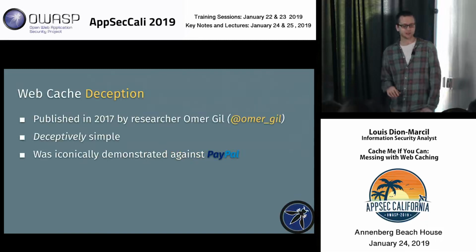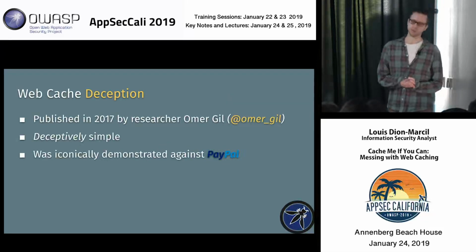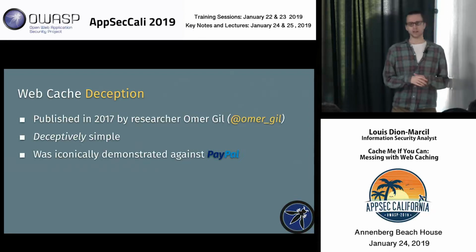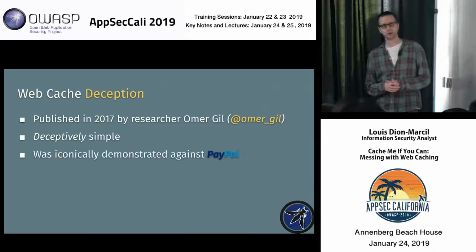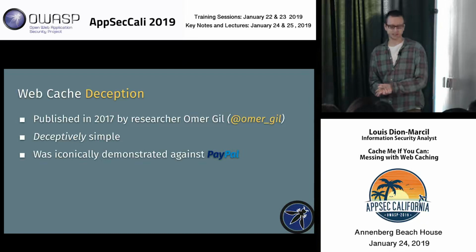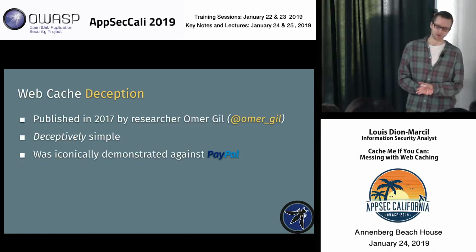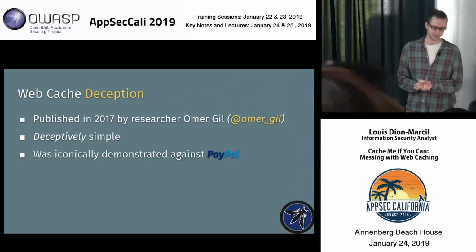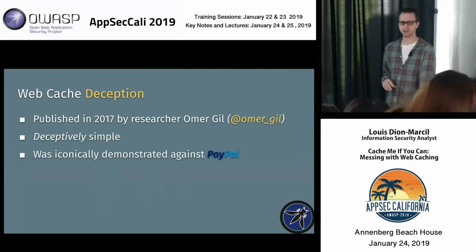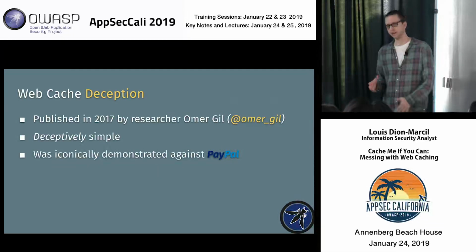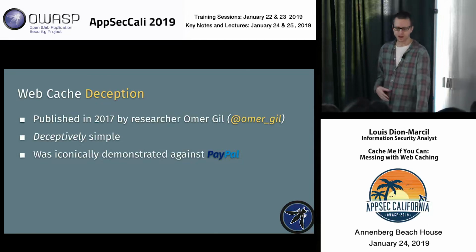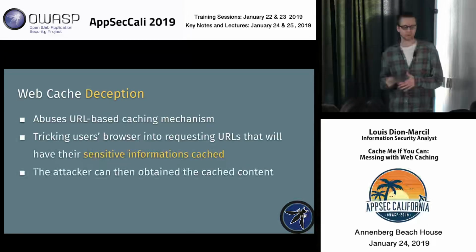Web cache deception kind of flew under the radar, in my opinion. It was published in 2017 by security researcher Omer Gil, who demonstrated it using, I think, the public bug bounty for PayPal. If you were on InfoSec Twitter in 2017, you most likely saw the video where Omer used web cache deception to attack PayPal. The only thing you need to know about web cache deception is that it's deceptively simple. At first, it looks like it's not even that important because, sure, it's kind of bad, but how do you leverage it? Well, this is what we're going to talk about today.